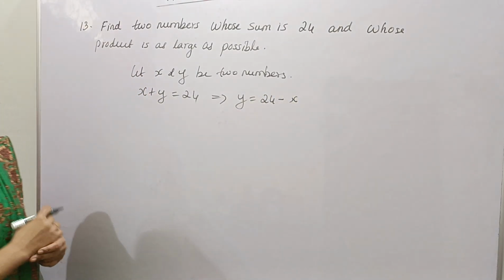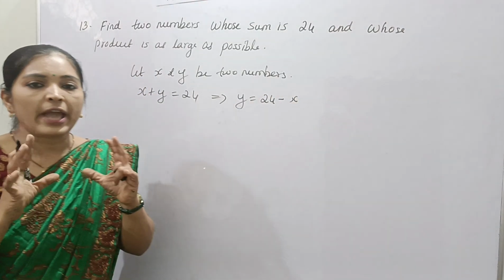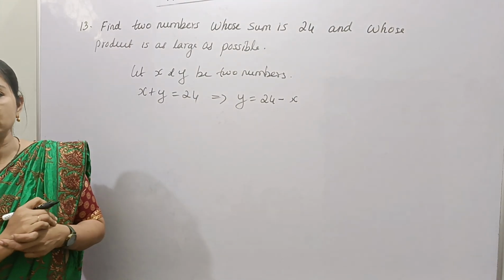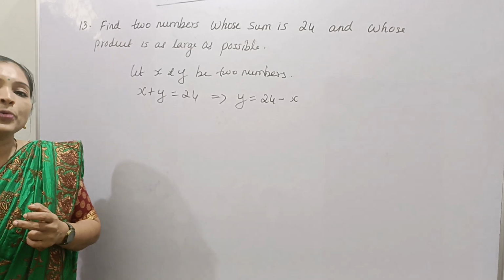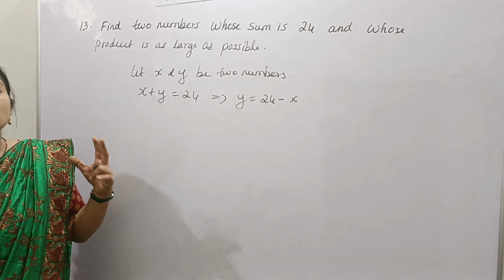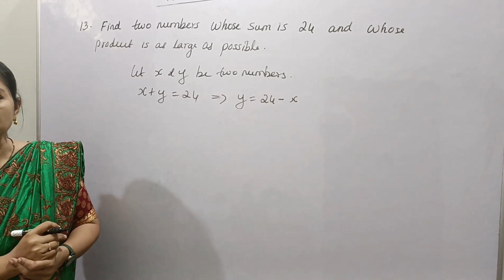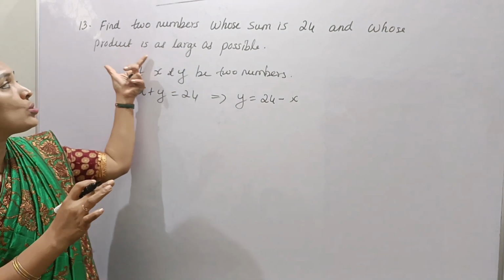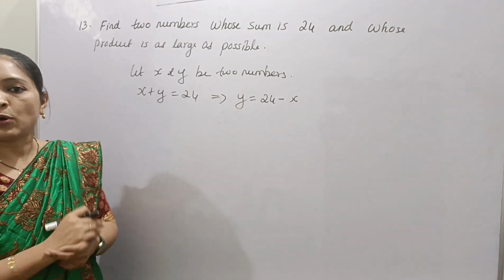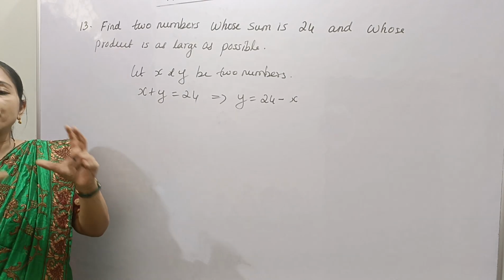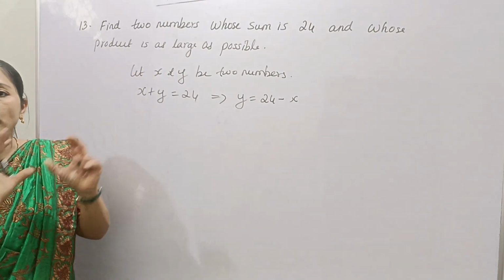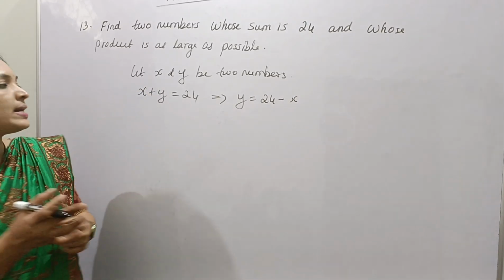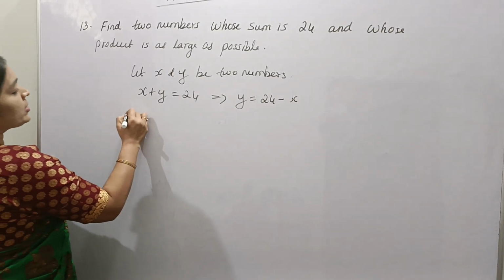See here, what do we have to find? We have to find the maximum value of the product of these numbers. So here the function is nothing but the product of these numbers, because we have to find the two numbers whose product is as large as possible. That is x into y. If x and y are two numbers, then x into y is the product.